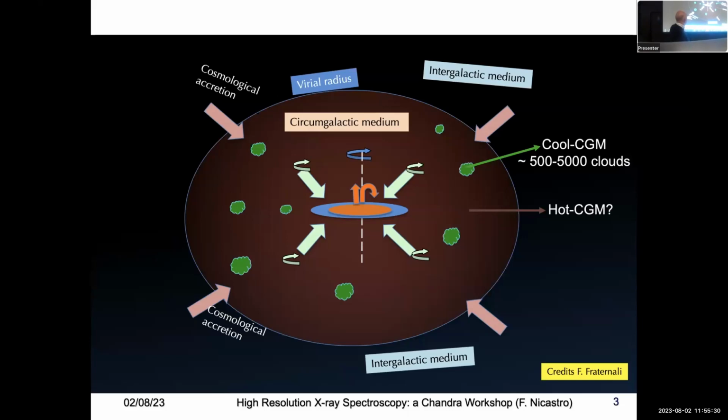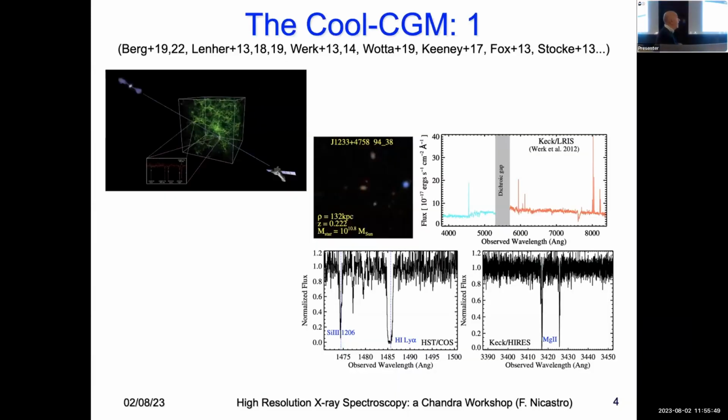And we know that there are several components of gas in this halo of galaxies. In particular, we know there is warmish gas with temperature below 10^4 Kelvin, which has been seen in many studies in absorption in the far ultraviolet. These are only some of these studies.